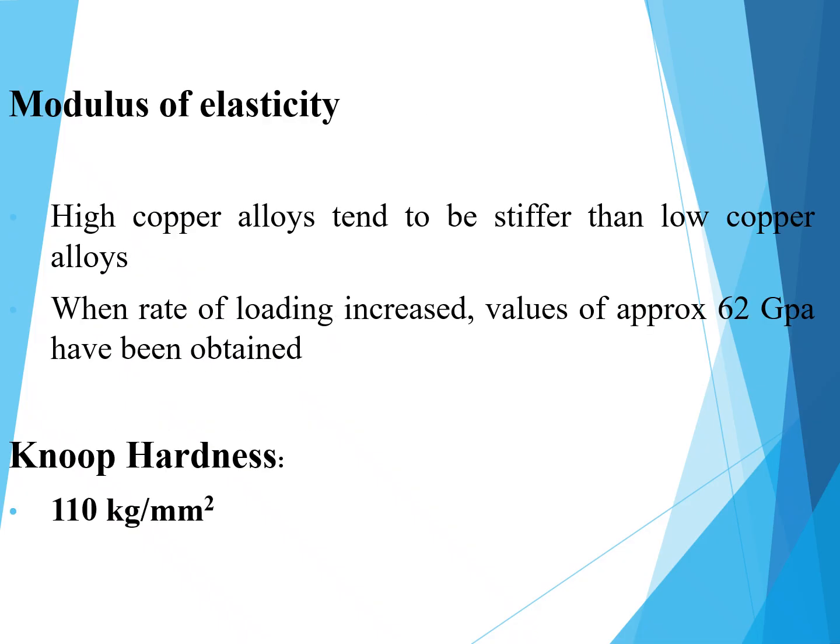Next property is modulus of elasticity. High copper alloys tend to be stiffer than low copper alloys. When the rate of loading increases, a value of approximately 62 GPa has been obtained. Knoop hardness number for this is 110 kilogram per millimeter square.